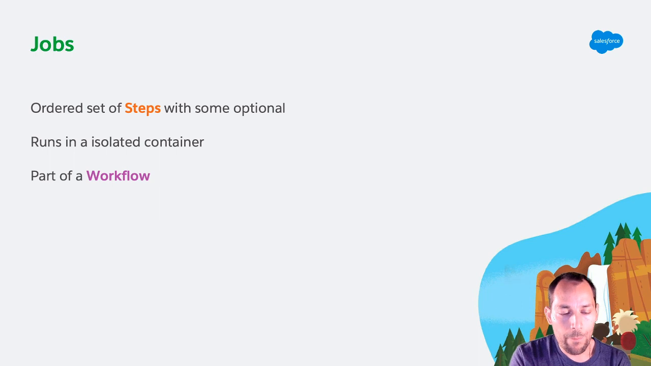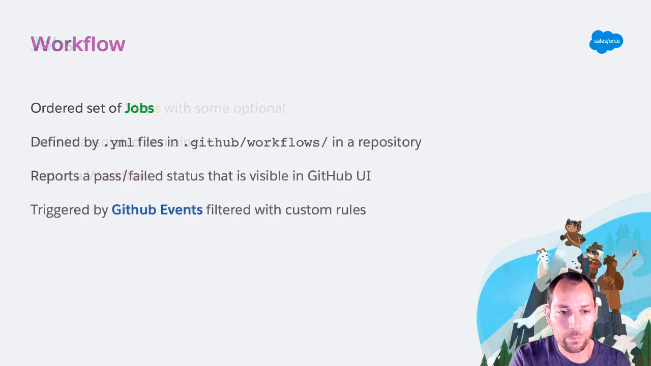Now, the job also works as a unit in the sense that it is working in an isolated container. All the actions that run in the job can communicate with each other, but one job cannot communicate with another job. So that's really important. This is a specific Docker image that runs the job, so it's really a unit. Now, a job is also part of a larger entity, which is called a workflow.